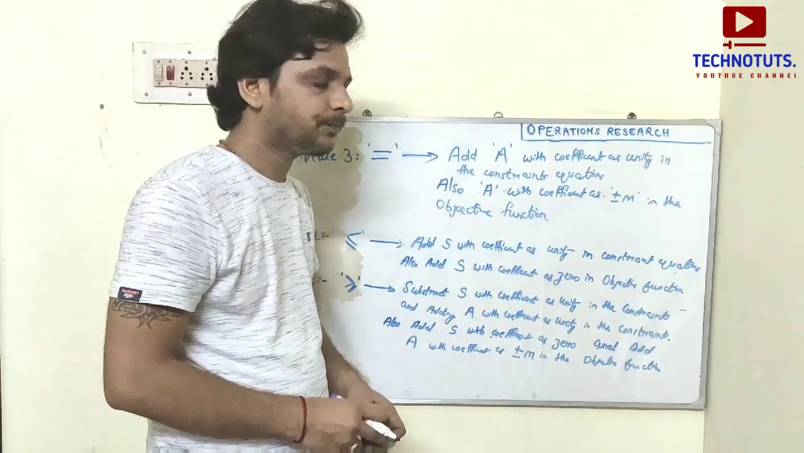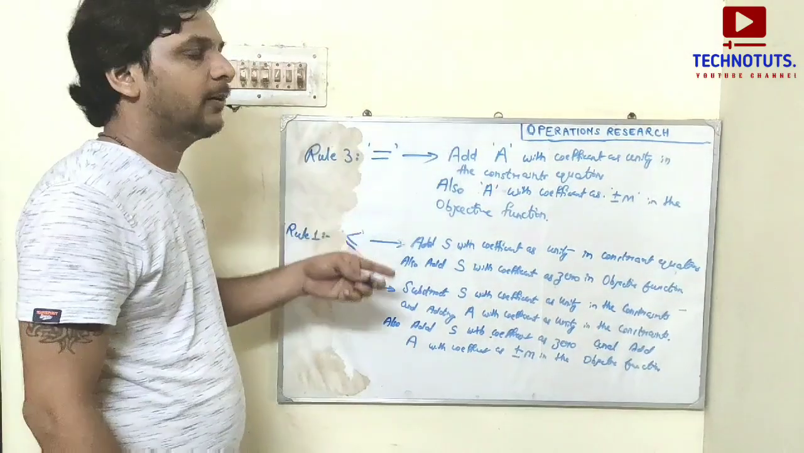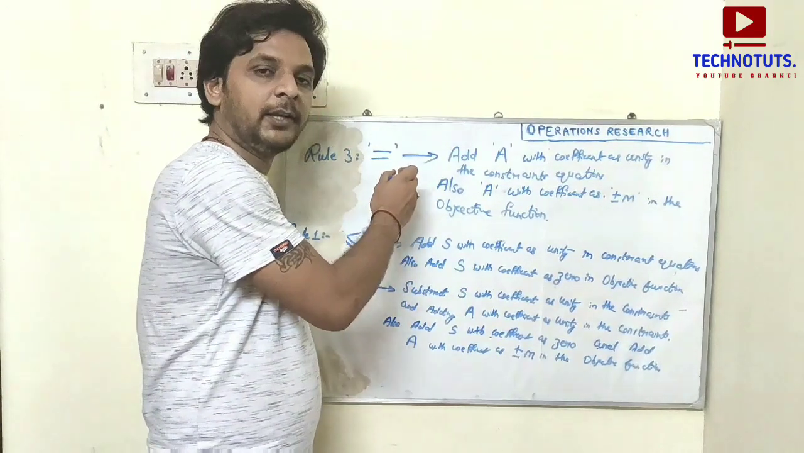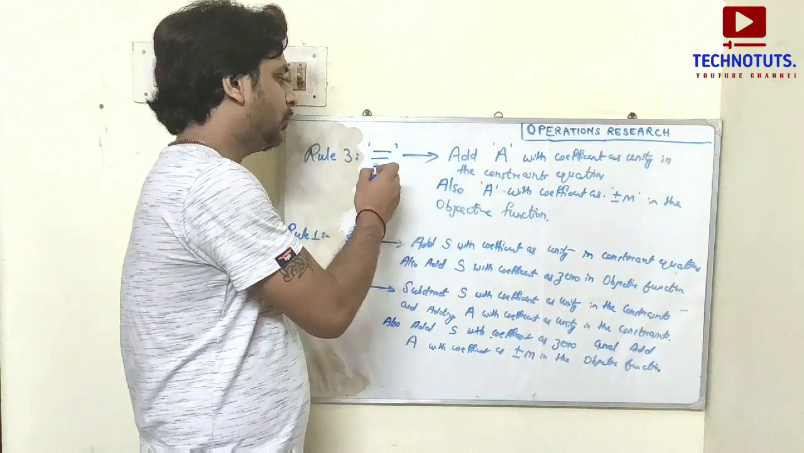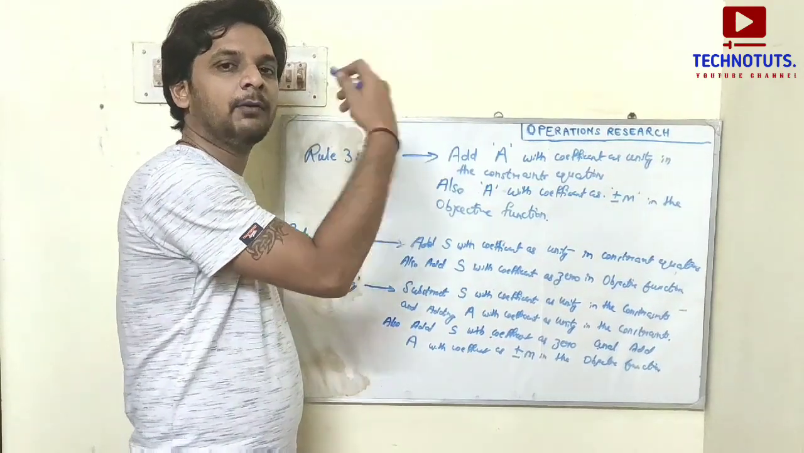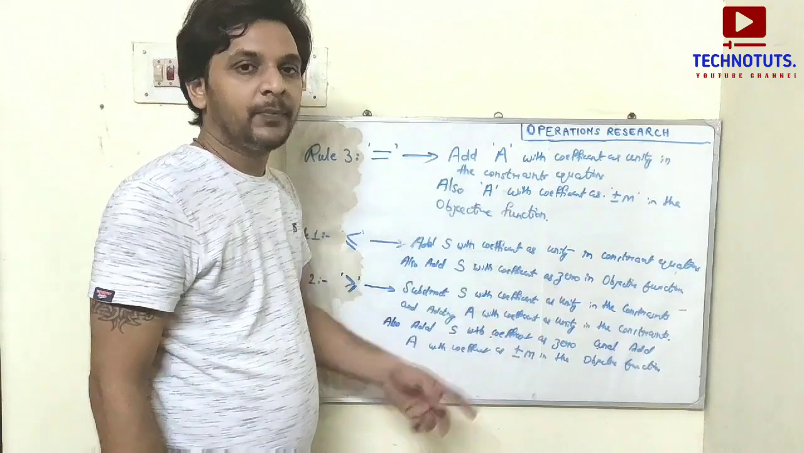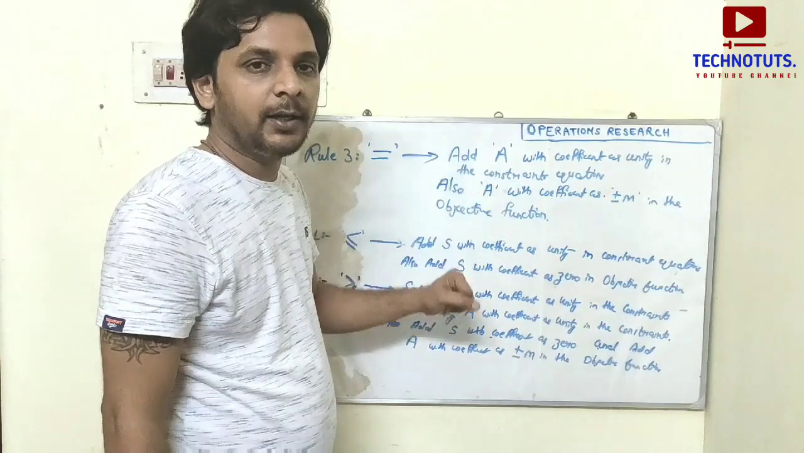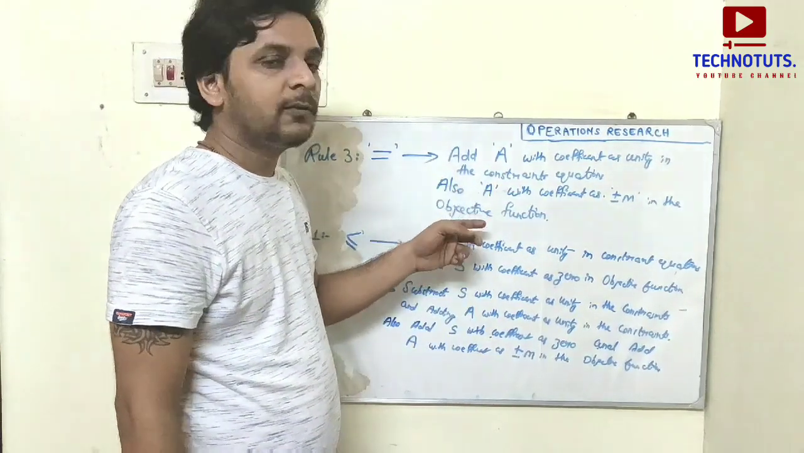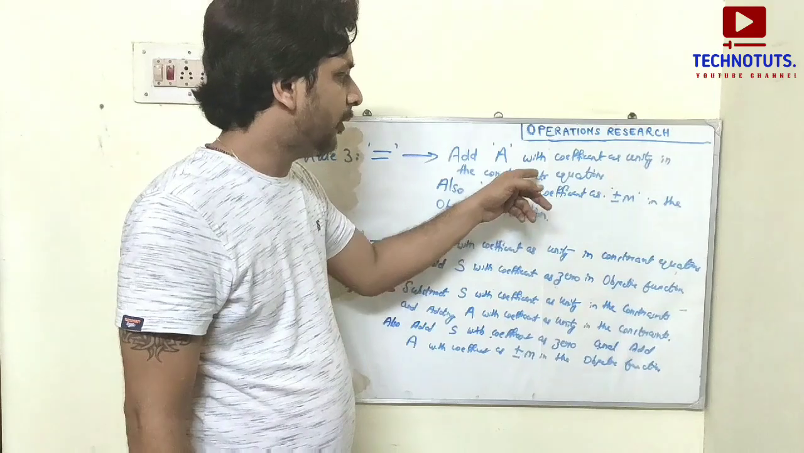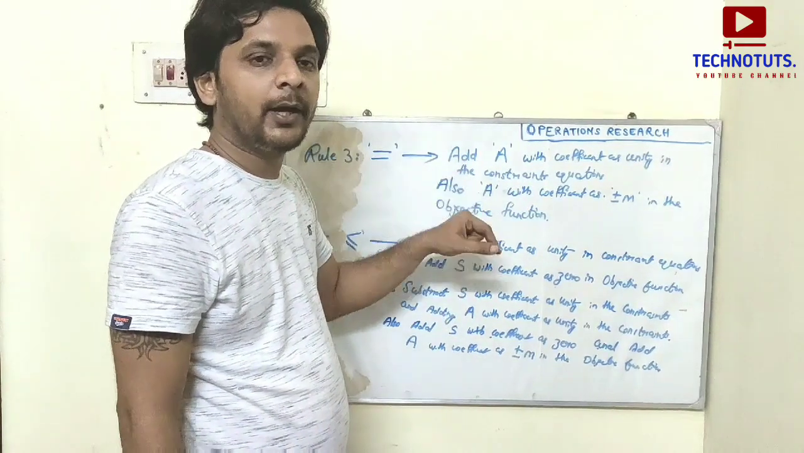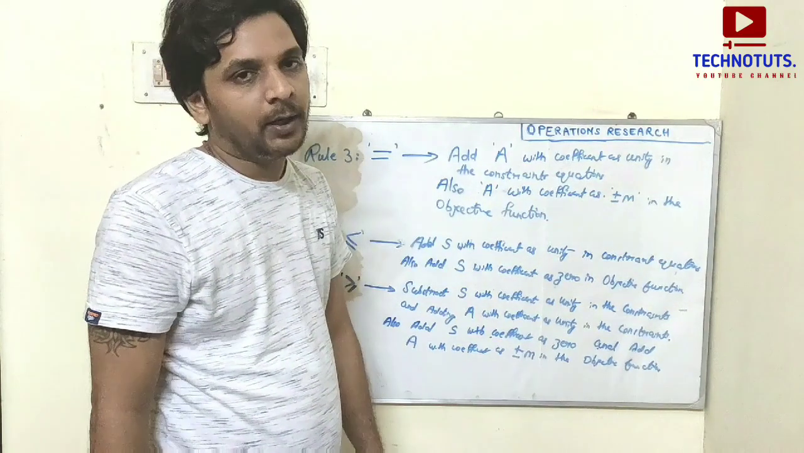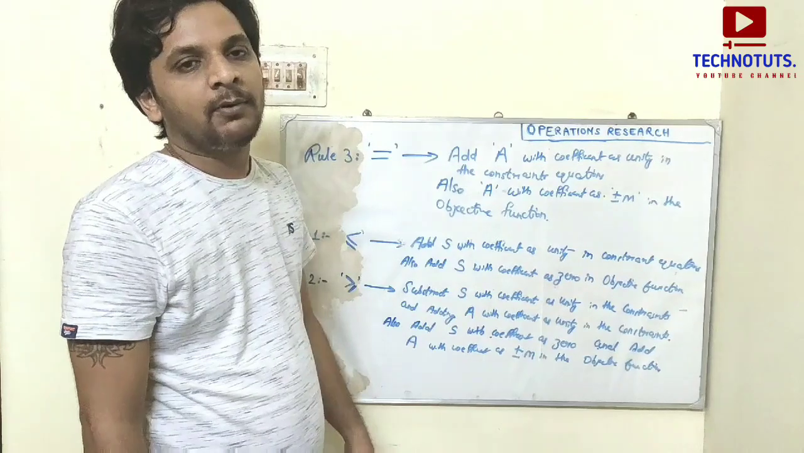Okay. Now, rule number 3 says that wherever the equal to sign appears in any linear programming problem, this equal to is a form of inequality. This inequality can be converted into equality by adding an artificial variable a with its coefficient as unity in the constraint equation, and the same artificial variable a you have to add in the objective function also with its coefficient as plus minus M. Okay, these are the 3 rules for the conversion of the linear programming problem into its standard form.